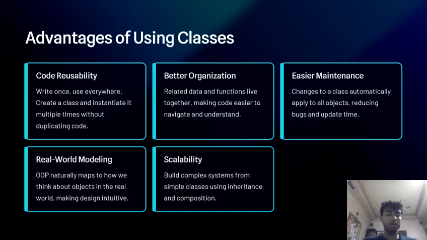Slide 10 is advantages of using classes. There are many advantages of using classes in Python. First, code reusability, which is write once, use many times. Better organization, keeping related data and functions together. Easier maintenance, update the class and all objects are updated automatically. Real world modeling, OOP mirrors how we think about objects in real life. Scalability, you can easily build large systems by combining small, simple classes.